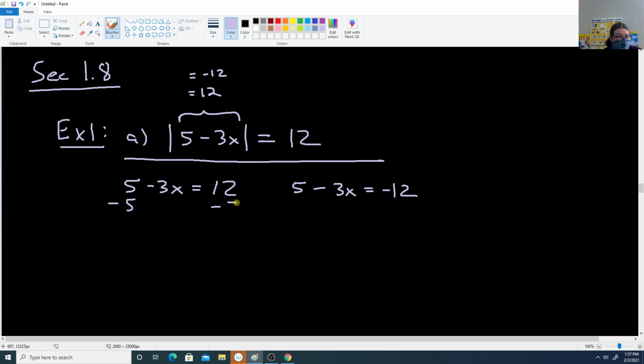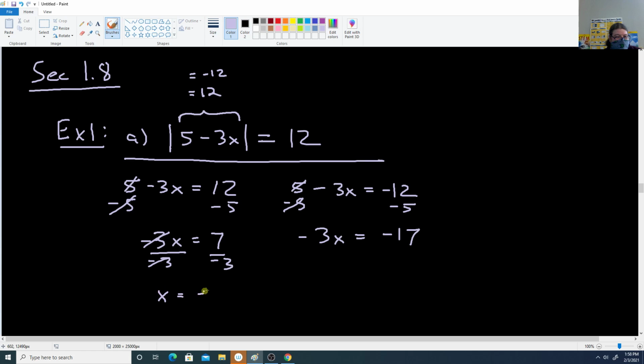So here I subtract 5 across. I get negative 3x equals 7. Here I subtract 5 across, and I get negative 3x equals negative 17. So to get x by itself here, I divide by negative 3. So it'll cancel. That'll say x is negative 7/3. Down here, I divide by negative 3. So that'll cancel. That'll say x equals negative over negative is positive. So I'll get positive 17/3. And these will be my two solutions.